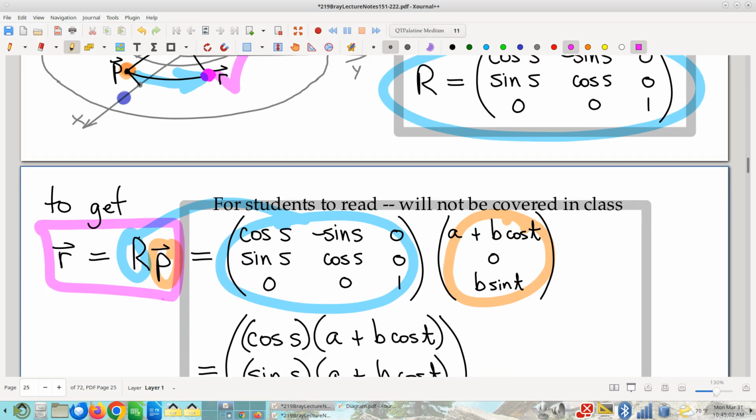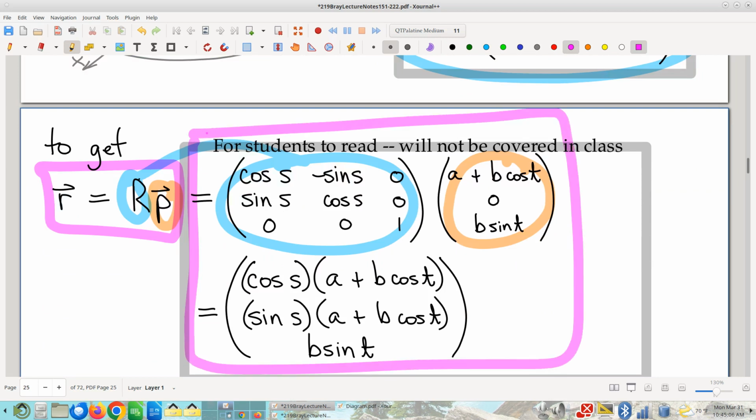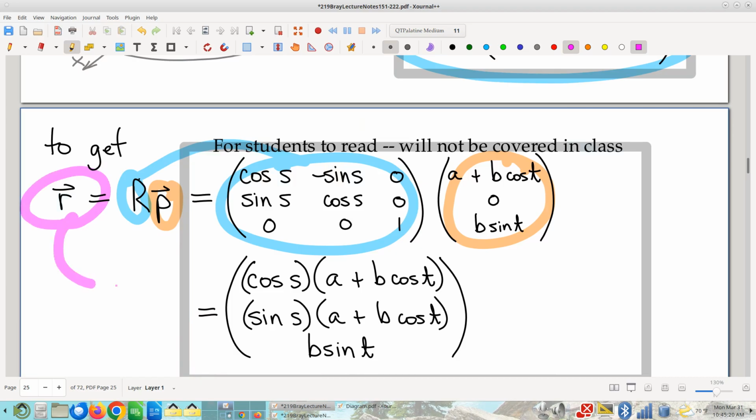And so you multiply this out. And again, that's matrix multiplication. You all know how to do that. Now, detailed devils, make sure you can do that. Boom, there's your formula. There's your parameterization of the torus.